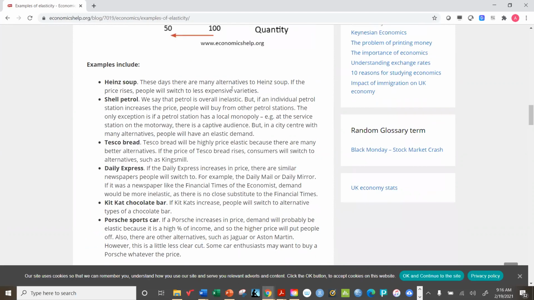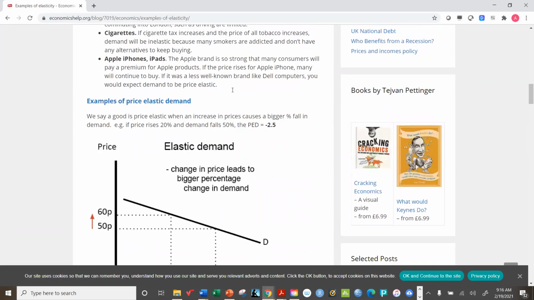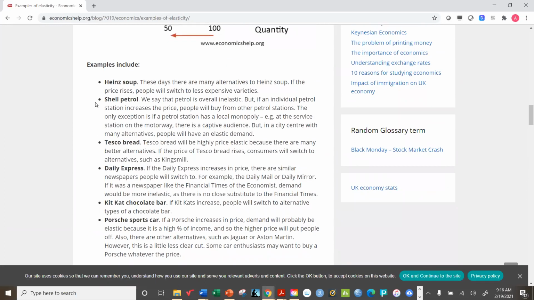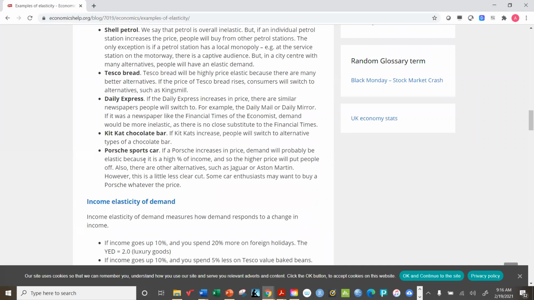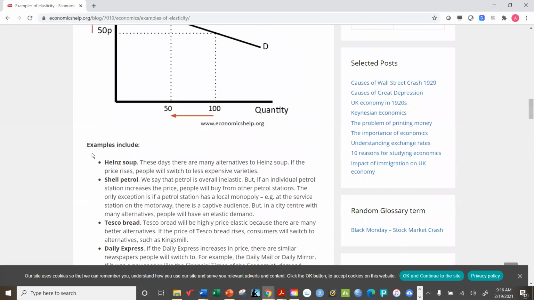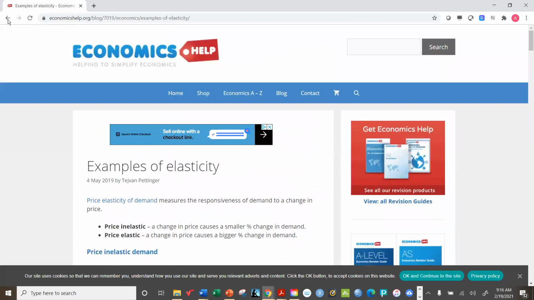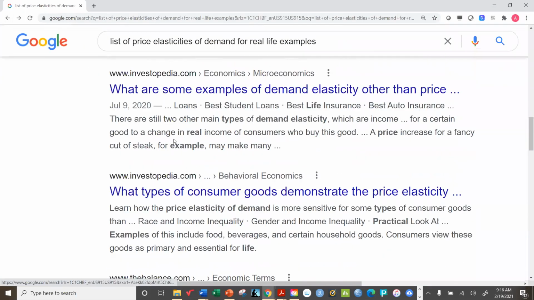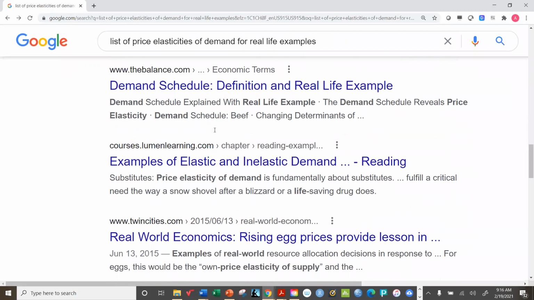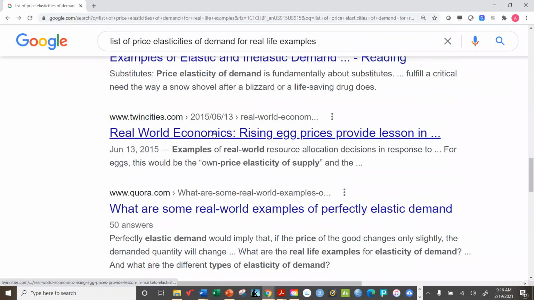Let's see, down here, these are the elastic ones. Why Heinz Soup? I don't know. Shell Petrol, Tesco, that's a British supermarket chain. Daily Express is a newspaper in England. Well, okay, they have Kit Kats too and Porsche. I don't know why these would have those particular elasticities, but yes, researchers have done this kind of work to try to figure out what in practice these look like.